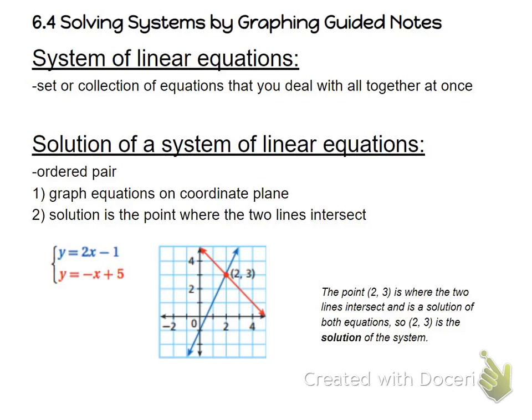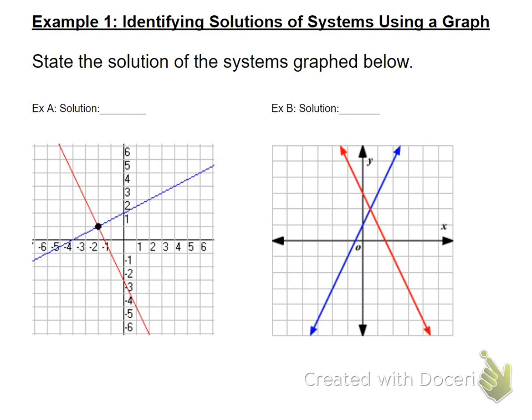Okay? Now, it's not just that. We are going to definitely expand from that. So, looking at example number 1. The first part of the examples that we're going to do, there's going to be 3 examples. We're going to identify solutions of systems using a graph. So we're going to state the solution of the systems graphed below. All that means is we're going to find the ordered pair of where these 2 lines intersect one another. Where those 2 lines intersect one another, that's our solution, okay?